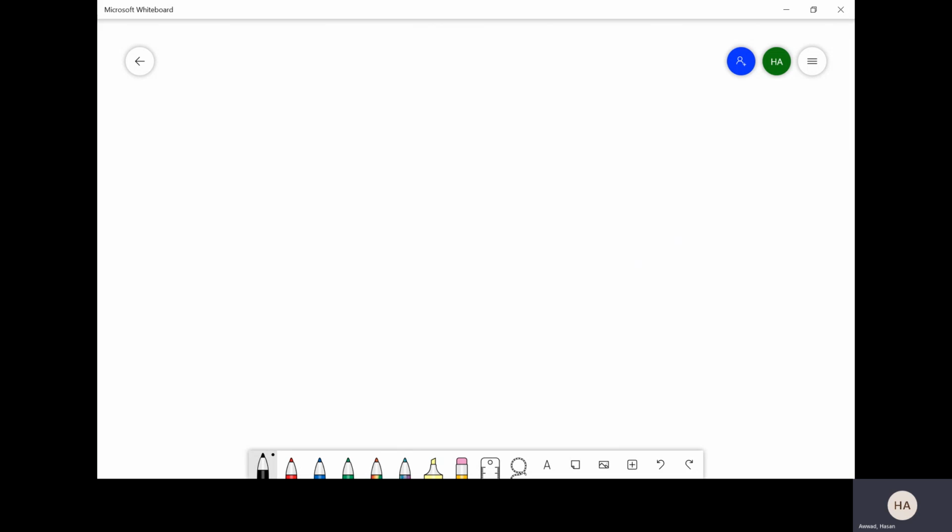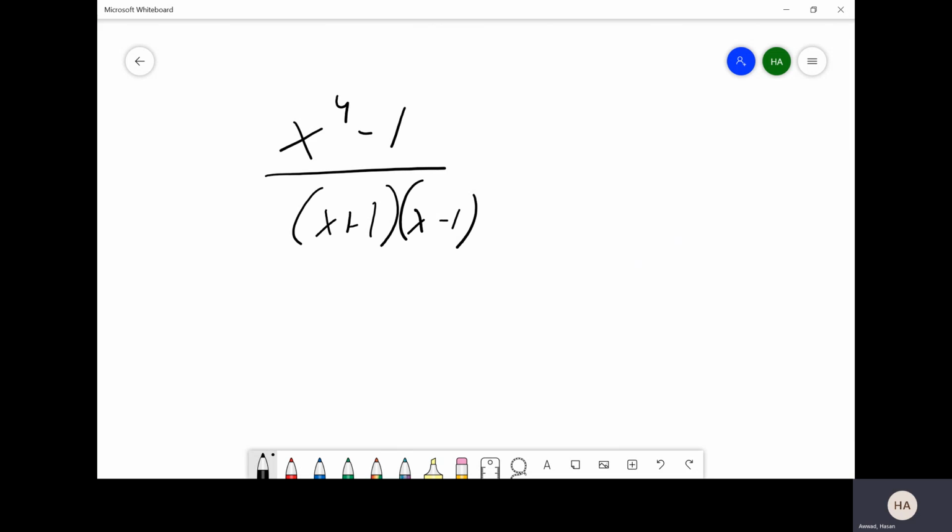The first classwork assignment I had you do was x to the fourth minus 1 over x plus 1 and x minus 1, right? Keep this in the back of your head. The reason I want you to keep this here is because we want to figure out how we handle when we're dividing by something that's not just x, say like x squared, right?